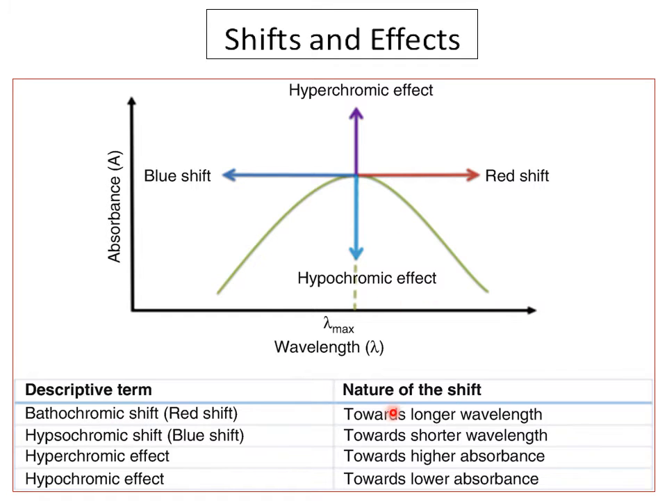In the table I have described this. The bathochromic shift, or red shift, moves towards a longer wavelength. The hypsochromic shift, or blue shift, moves towards a shorter wavelength. The hyperchromic effect moves towards a higher absorbance. Finally, the hypochromic effect moves towards a lower absorbance.